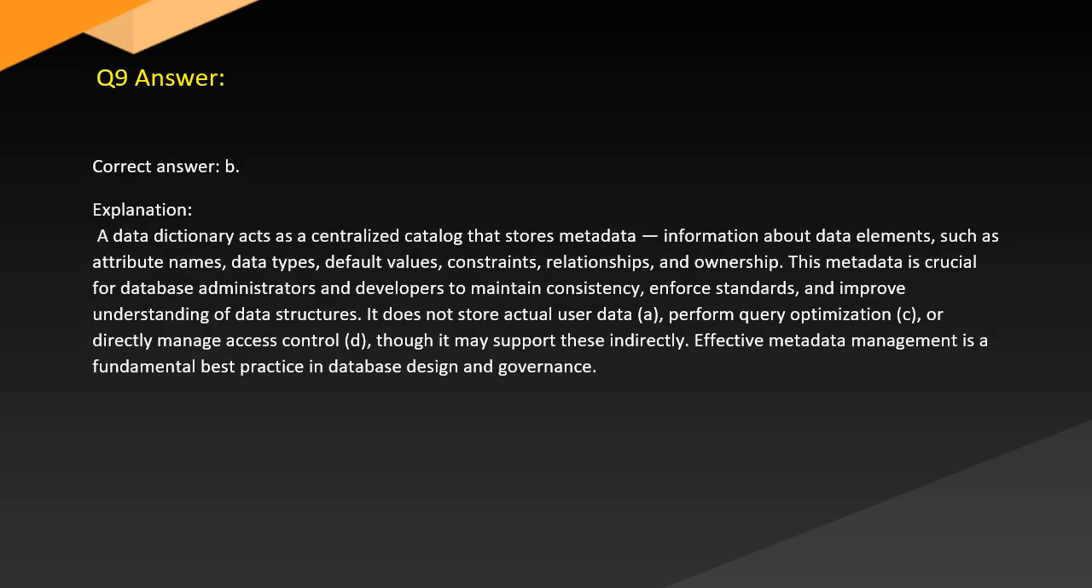Answer. Correct answer. B. Explanation. The data dictionary acts as a centralized catalog that stores metadata. Information about data elements such as attribute names, data types, default values, constraints, relationships, and ownership. This metadata is crucial for database administrators and developers to maintain consistency, enforce standards, and improve understanding of data structures.